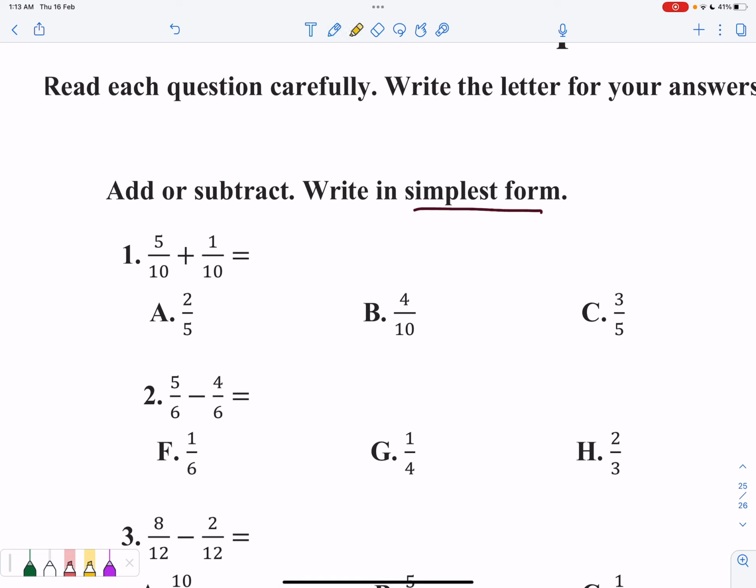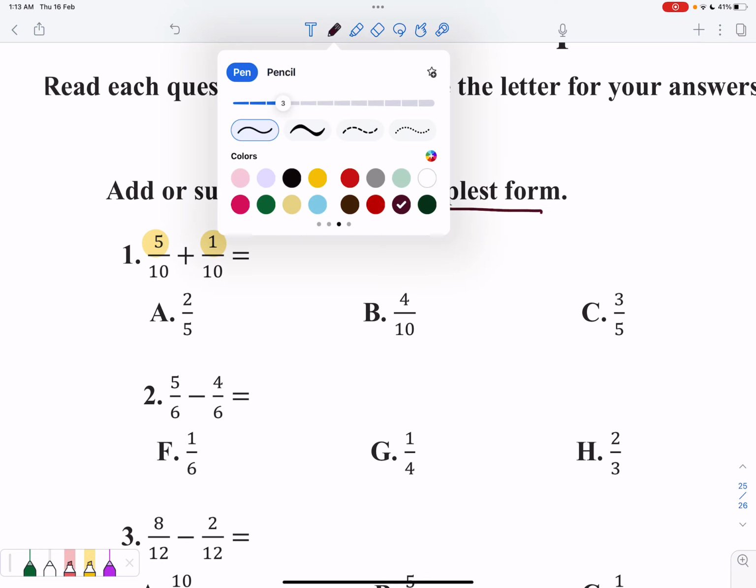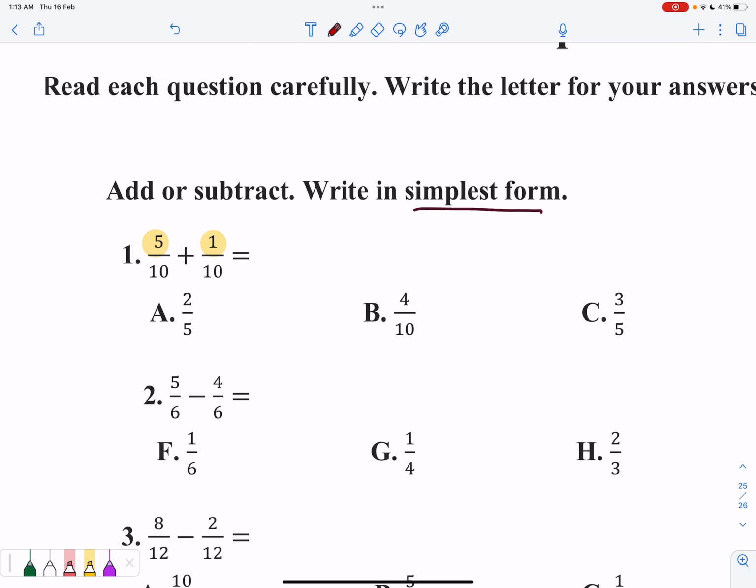Of course, when we add fractions, we add the numerators, which are the numbers at the top. So I will add 5 plus 1 equals 6 over the same denominator that we have, which is the 10. We don't add them, we just keep it as it is. Okay? So we have 6 over 10.